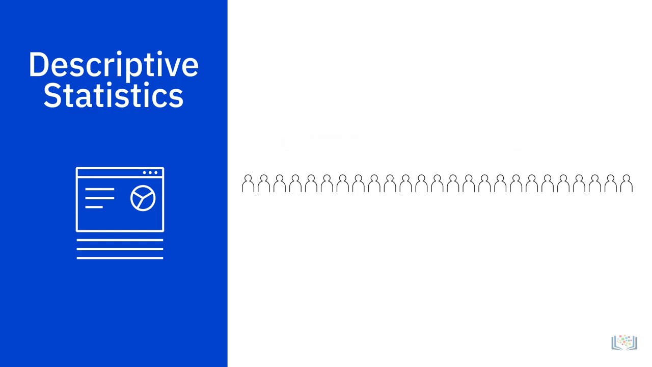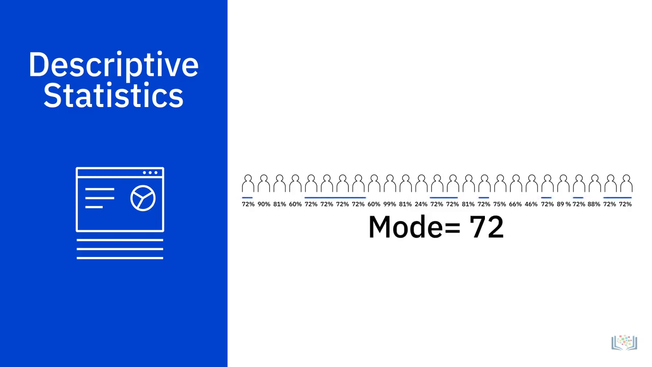Mode is the value that occurs most frequently in a set of observations. For example, if the most common score in this group of 25 students is 72%, then that is the mode for this dataset. So, you can see how looking at your dataset through these values can help you get a clearer understanding of your dataset.